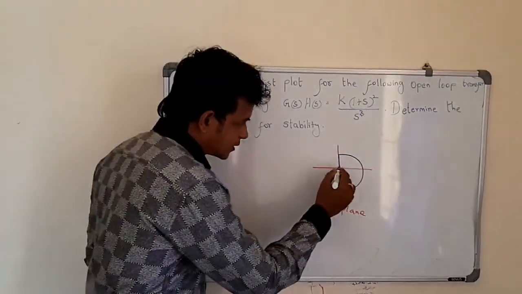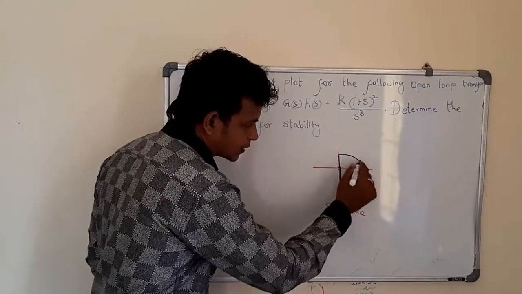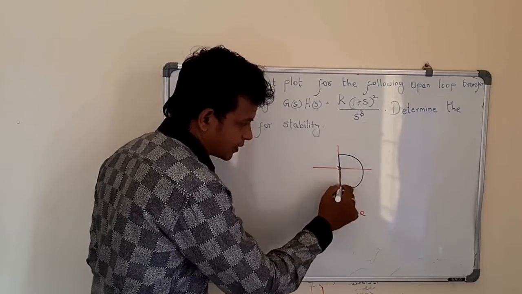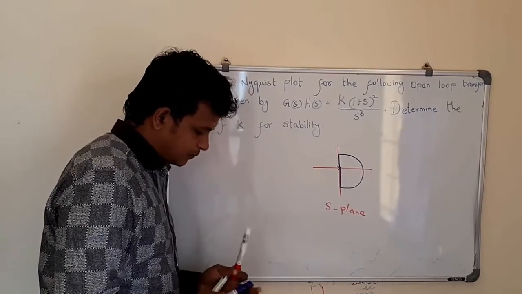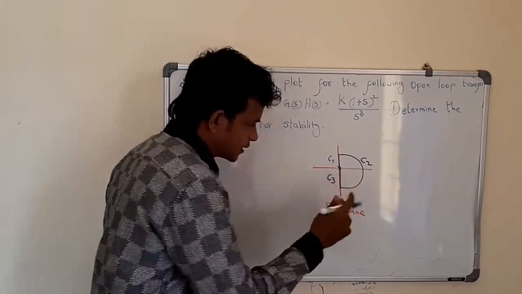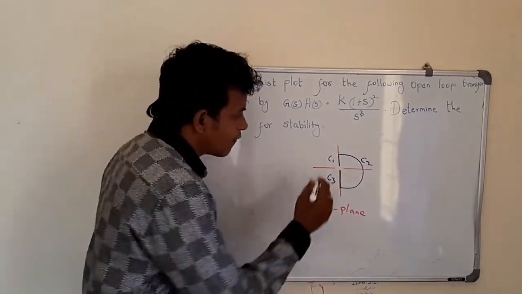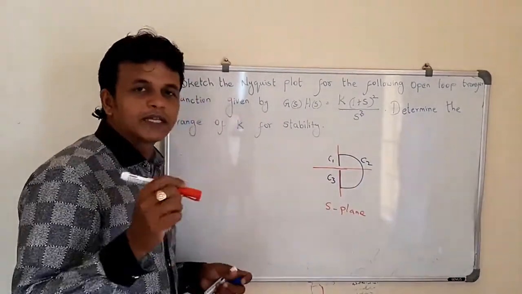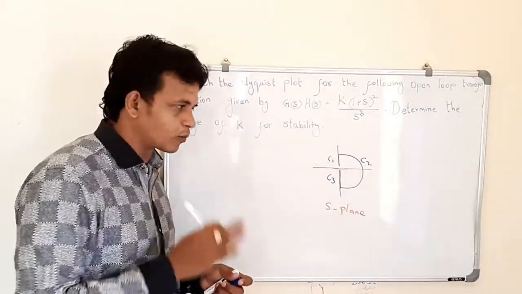Here it starts at 0, goes up to plus infinity, and there is an arc with a radius of infinity, and it reaches minus infinity here, and from minus infinity it reaches up to 0. So this becomes region C1, this becomes region C2, this becomes region C3. This is the Nyquist contour when there is no pole on the imaginary axis. The main thing we have to find is whether any pole is available on the imaginary axis or not for the given open loop transfer function.